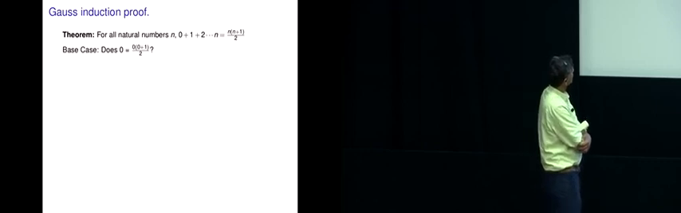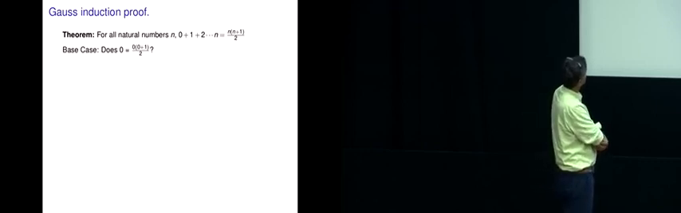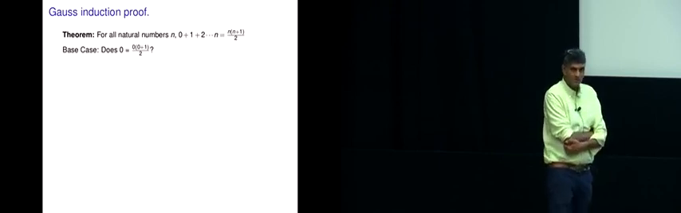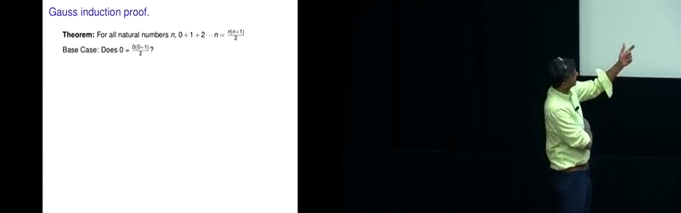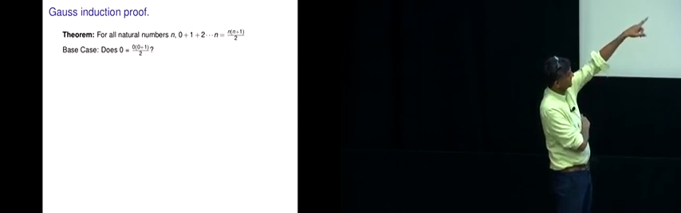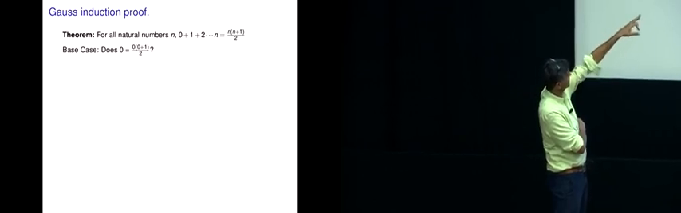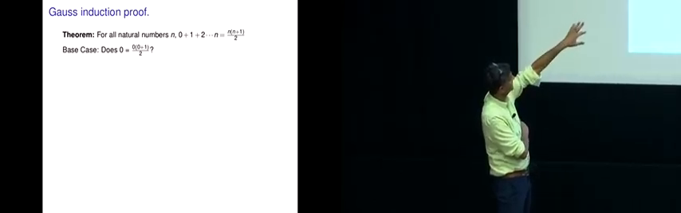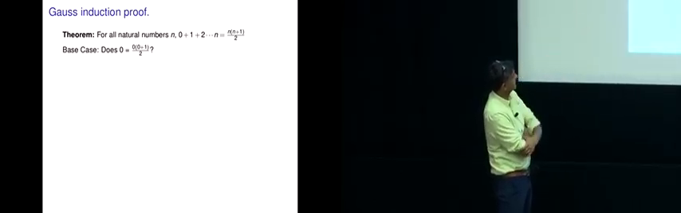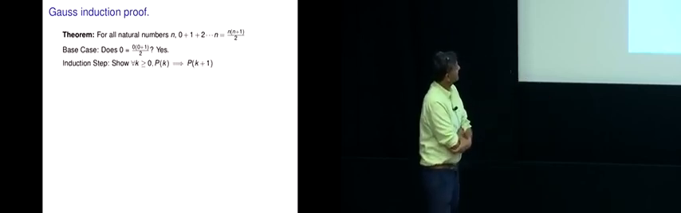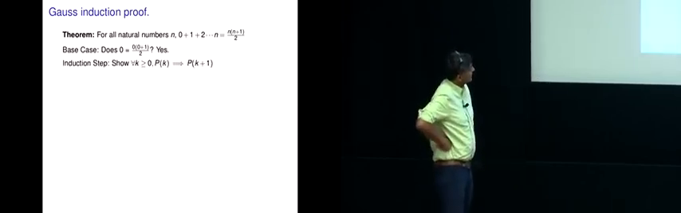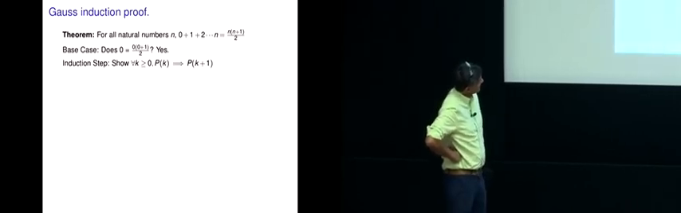But is this true? Is the formula true for 0? What is P of a number here? What you do is you plug in whatever variable you have for n, and here the variable is 0. So the expression on the left is 0. The expression on the right is 0 times 0 plus 1 over 2.